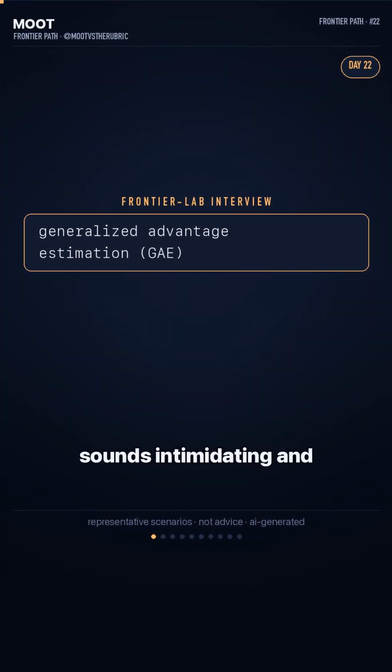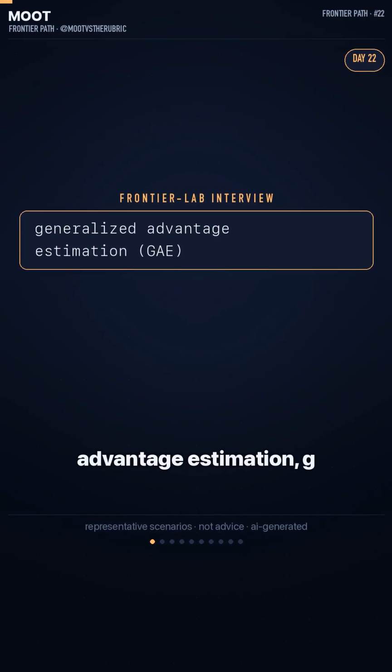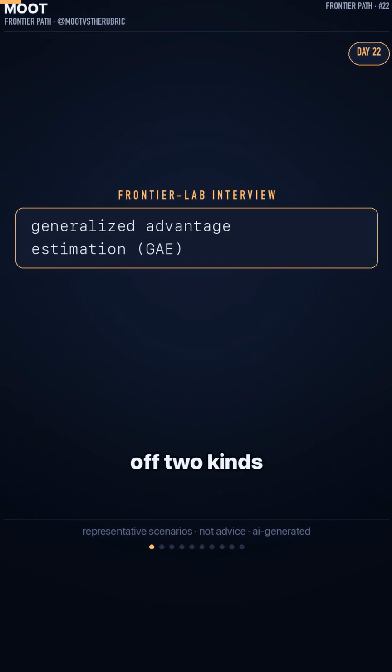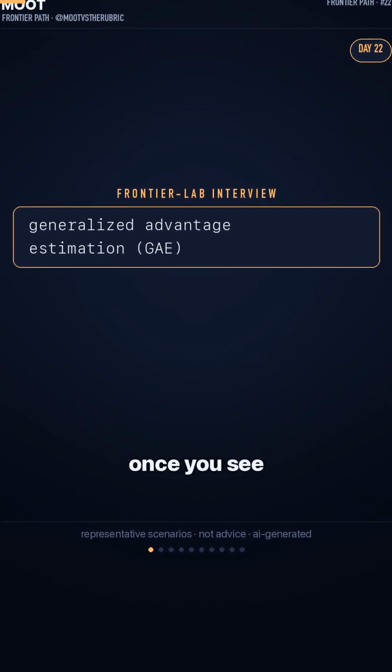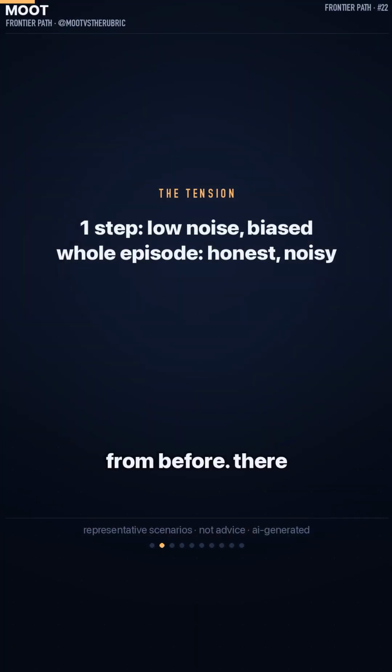Okay, this one sounds intimidating and the name does not help. Generalized Advantage Estimation, GAE, but it is really just a smart dial for trading off two kinds of error, and once you see the dial, it is genuinely simple. Remember the advantage from before.